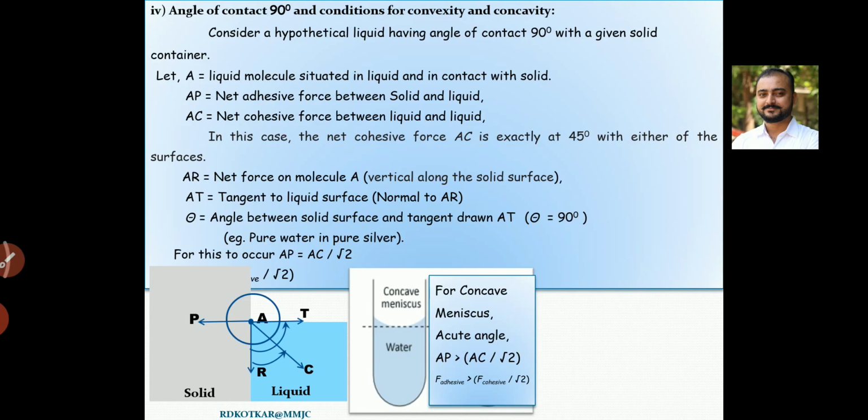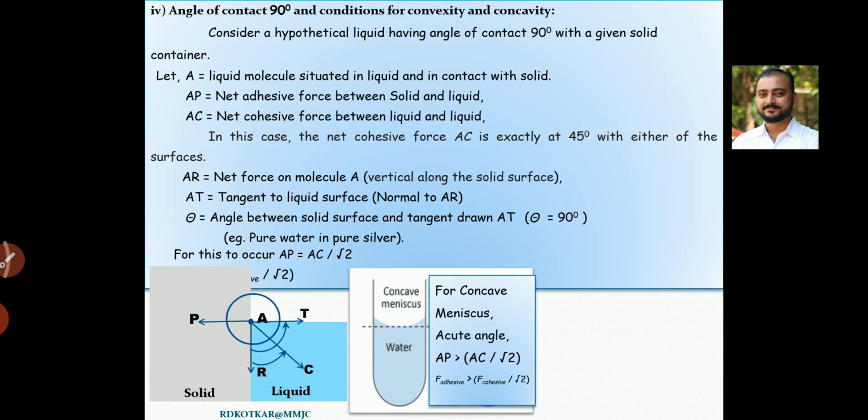In terms of AP and AC, meaning the force of attraction for cohesive and adhesive, for formation of a concave meniscus the condition should be that the adhesive force should be greater as compared to the cohesive force divided by root 2. You can see here clearly the equation.